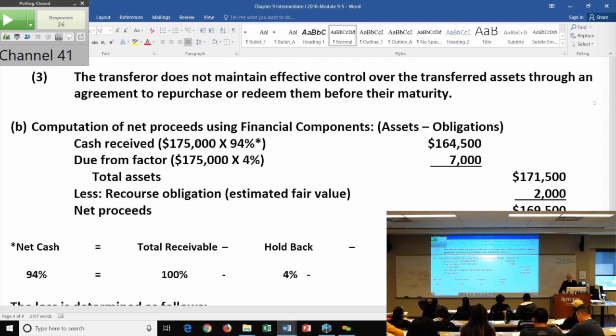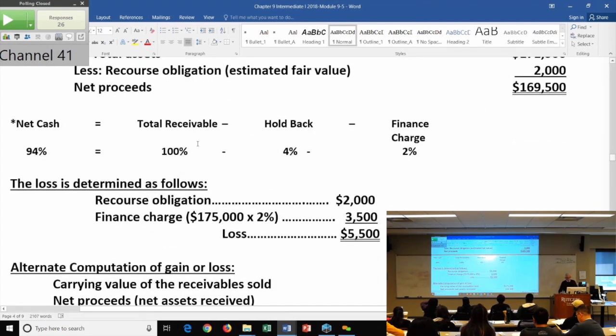Now, I need to calculate the loss. The loss can be calculated in two ways. The recourse obligation is a loss. That's where the liability comes in. So you are selling those receivables with recourse, meaning that you are responsible. We estimate that to be $2,000. The finance charge is 2% of the balance.